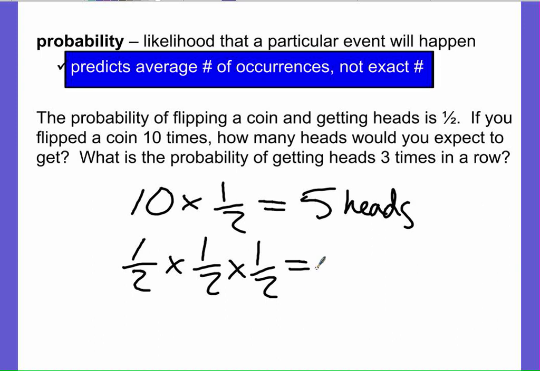So if you're asked a question like that, what's the probability of getting heads 3 times in a row? You take 1/2 times 1/2 times 1/2, multiply the tops in that fraction, you get 1. Multiply the bottoms, 2 times 2 times 2 is 8. So I have a 1 in 8 chance of getting 3 heads in a row.